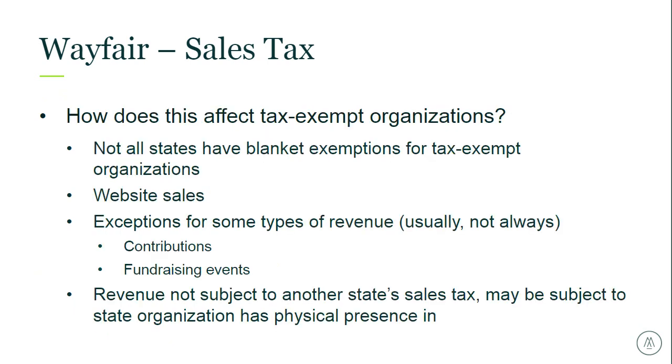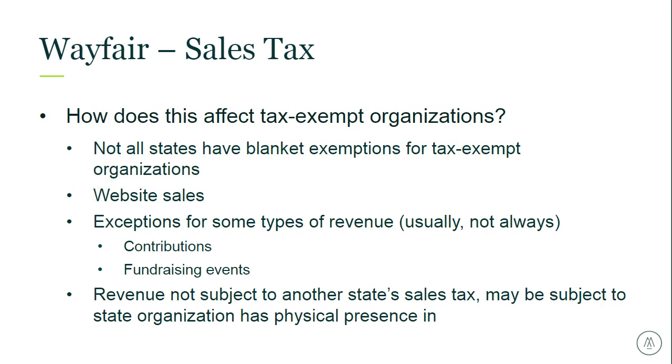So the question is, well, how does this affect tax-exempt organizations? A lot of states don't have blanket exemptions for tax-exempt organizations when it comes to their sales tax. A lot have blanket exemptions for any income, their state income tax, outside of usually unrelated business income, which is subject to that corporate income tax. However, not usually for sales tax. So this could be applicable to a tax-exempt organization.